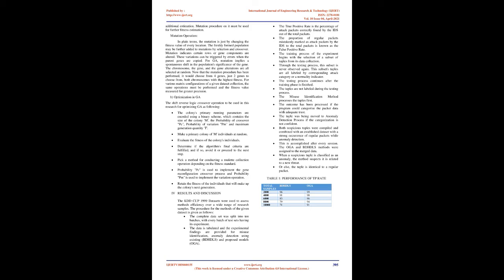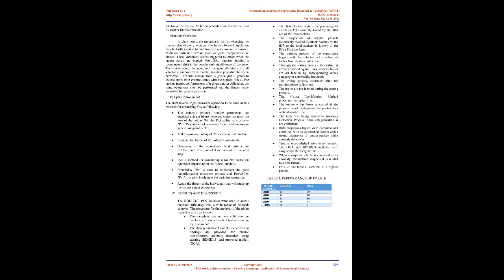Make a primary colony of M individuals at random. Evaluate the fitness of the colony's individuals. Determine if the algorithm's final criteria are fulfilled, and if so, stop, or else proceed to the next step. Pick a method for conducting a roulette selection operation depending on the fitness standard.